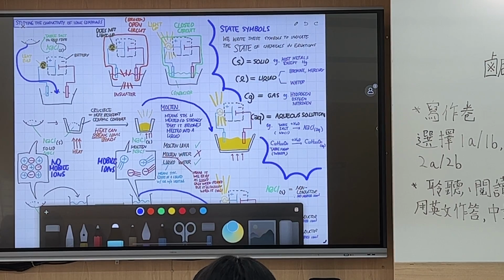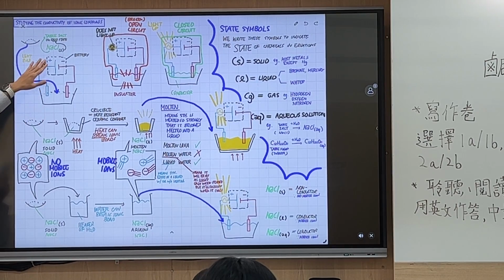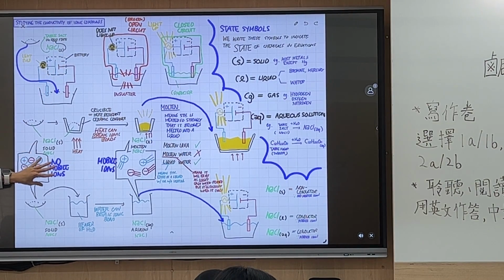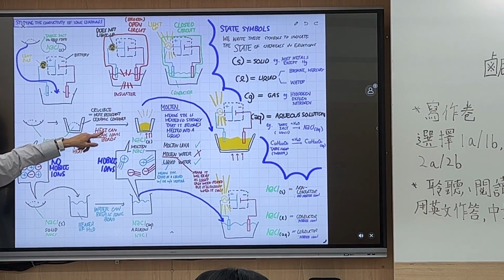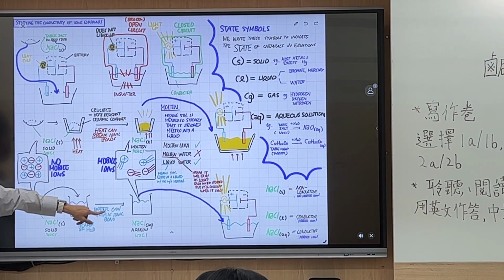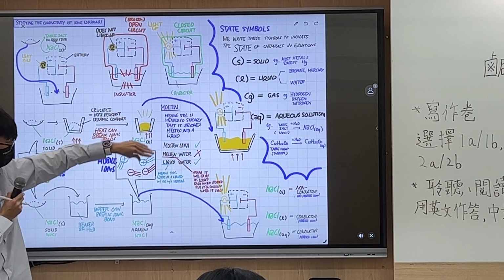In the solid state, the ions are all held in positions. They cannot move, as there are no mobile ions due to the strong ionic bonds holding the ions together. But I said you can do two things to break those ionic bonds. Number one is to heat it very strongly, or to add water, turning them into molten and aqueous state.